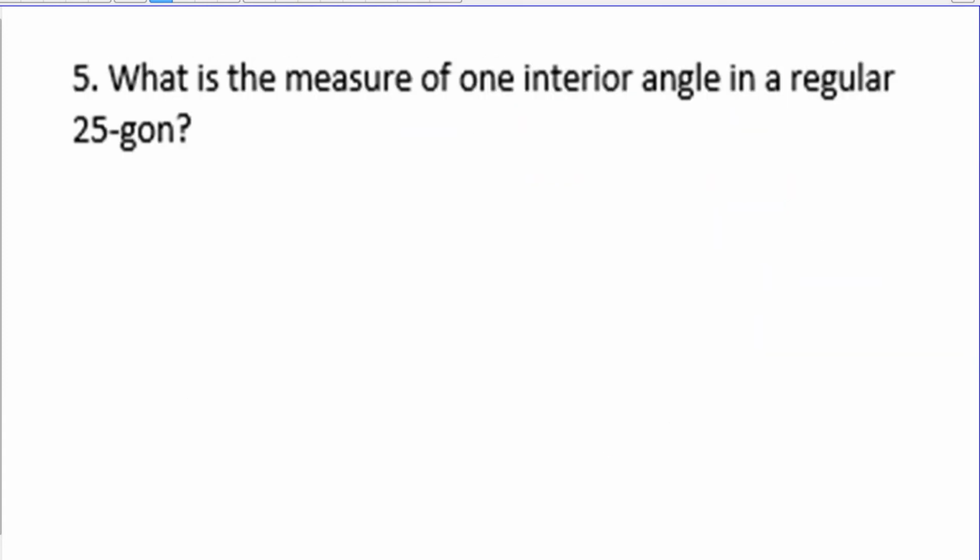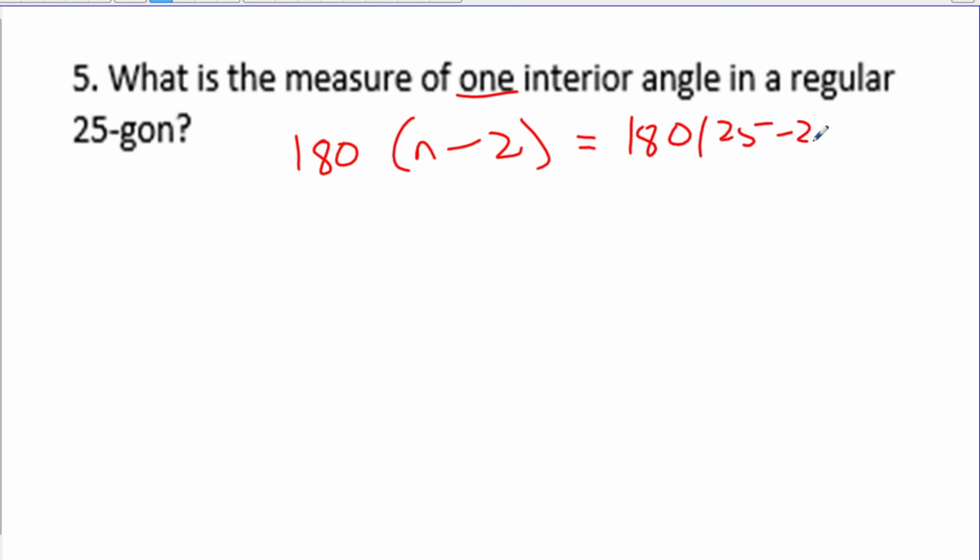Problem number 5. What is the measure of one interior angle of a regular 25-gon? So again, formula that will not be provided to you, 180 times n minus 2, where n represents the number of sides of the shape. Okay, so let's do this first. This will get us the sum of all of the angles. We're asked about one of them, so let's find the sum of all the angles. We're going to do 180 times 25 minus 2, aka 180 times 23.